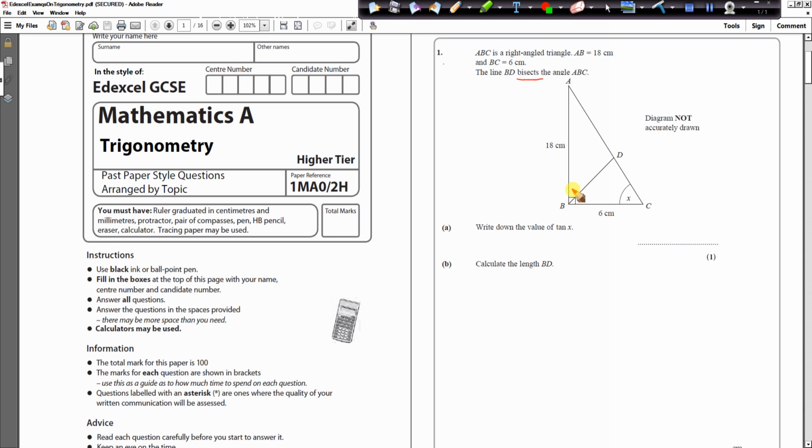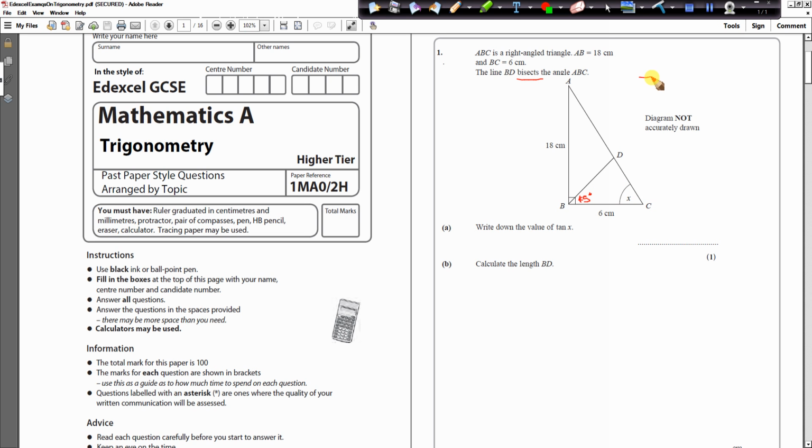That means this 90 degree angle over here is actually 45 and 45. But I think we only need this one over here for the moment. So that's 45 degrees. By reading the information, we can fill in that part of the information. Now, write down the value of tan x.